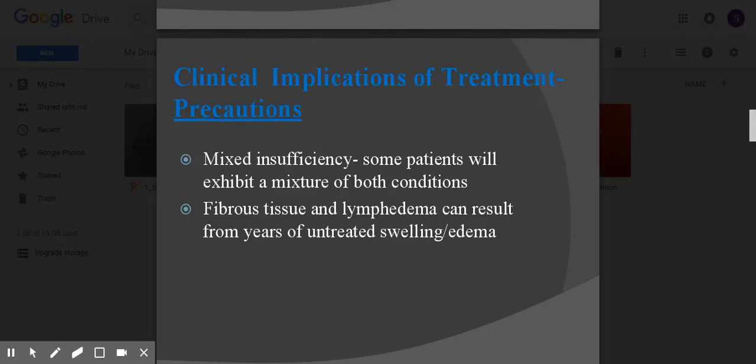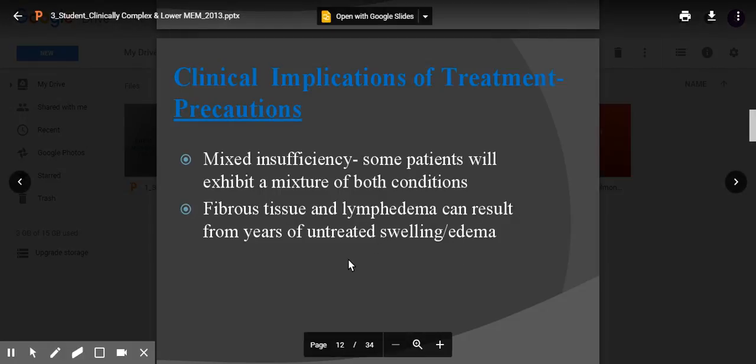Unfortunately, as I said earlier, not all of our patients end up with just venous or just arterial insufficiency. They typically have some of both, which is often referred to as mixed insufficiency. Also, the development of fibrous tissue and lymphedema can result from years of untreated swelling and edema.